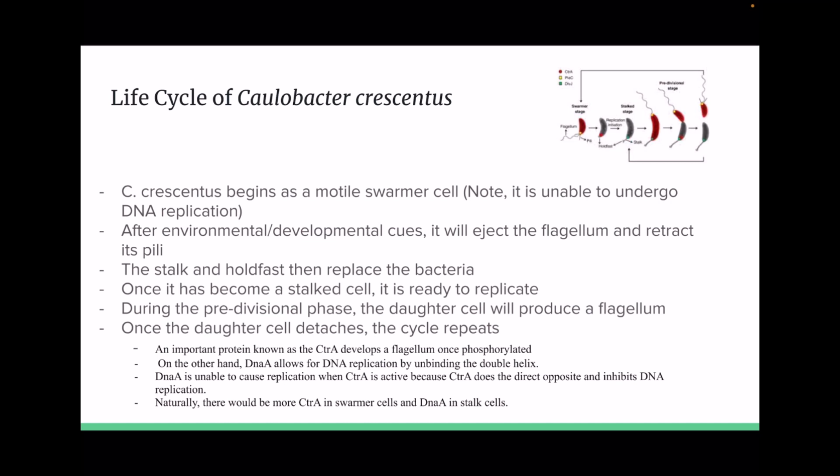Once it has become a stalk cell, it is ready to replicate. During the pre-divisional phase, the daughter cell will produce a flagellum. And once the daughter cell detaches, the cycle repeats.